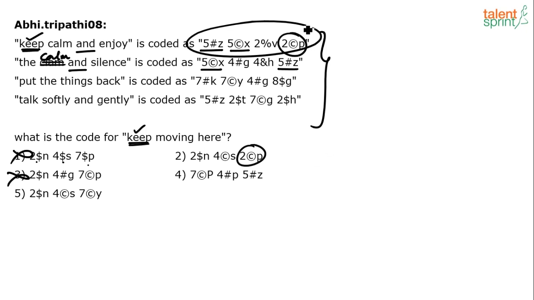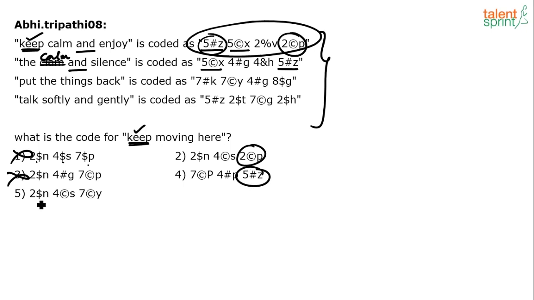Similarly, fourth option, 7 copyright P not available. I'm checking with this first statement, right? First set of codes. 7 copyright P not available, 4 hash P not available, 5 hash Z is available. 5 hash Z is available. So maybe even option 4 is possible, right?